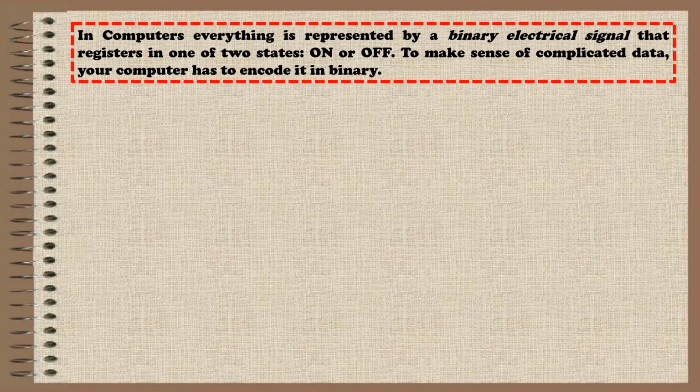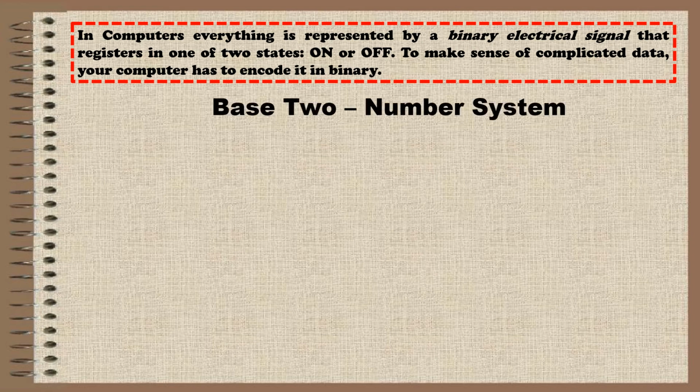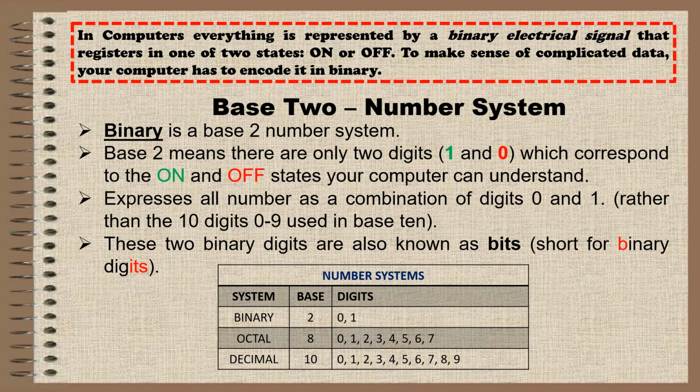In computers, everything is represented by a binary electrical signal that registers in one of two states, on or off. To make sense of complicated data, your computer has to encode it into binary, or base-2 number system. Binary is a base-2 number system. Second pointer, base-2 means that there are only two digits, 1 and 0, which correspond to the on and off states your computer can understand.